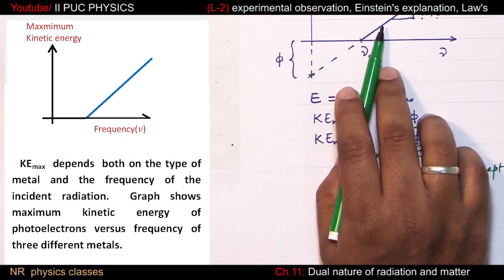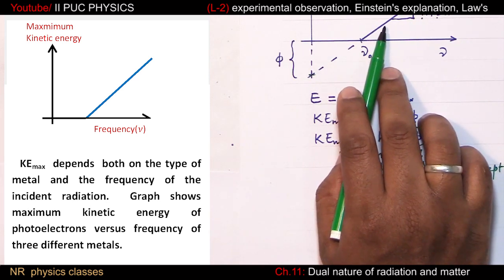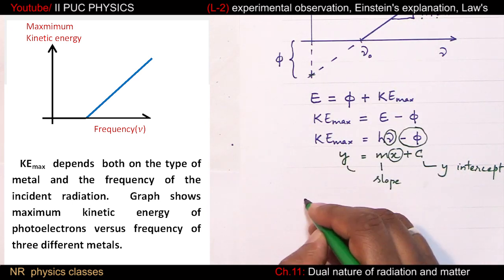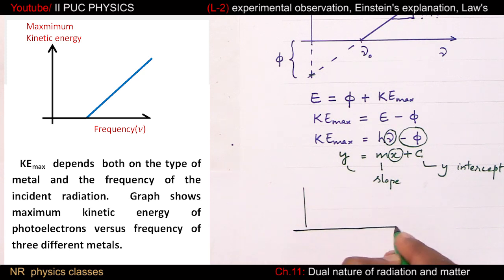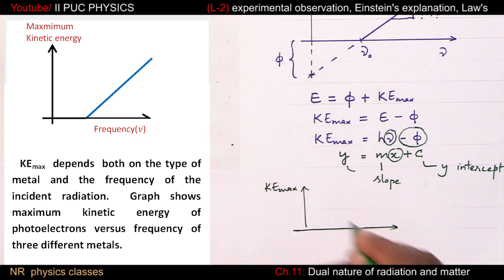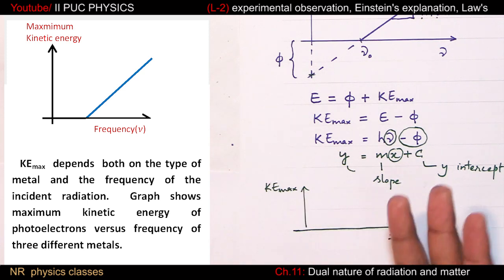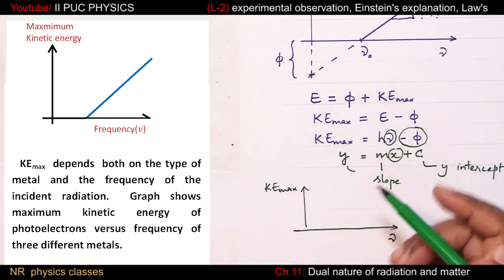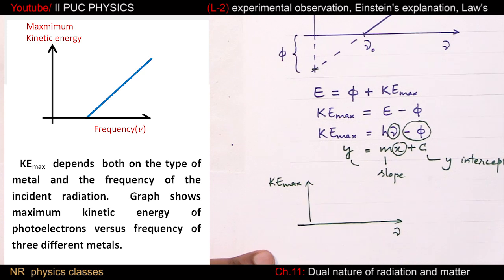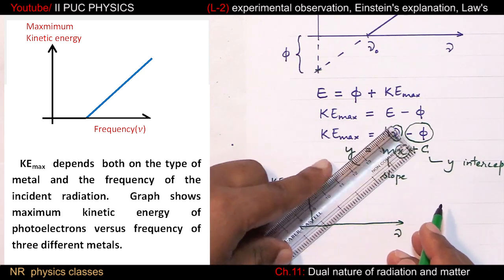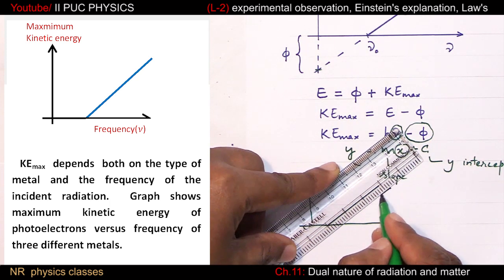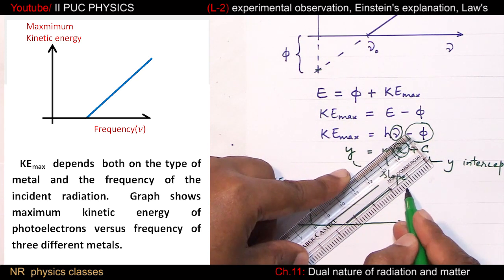This graph is only for one material. Suppose three different materials are used. That time, graph of kinetic energy versus frequency. I am talking about three different materials, photomaterials. So this is graph for first material. This is graph for second material. This is graph for third material.